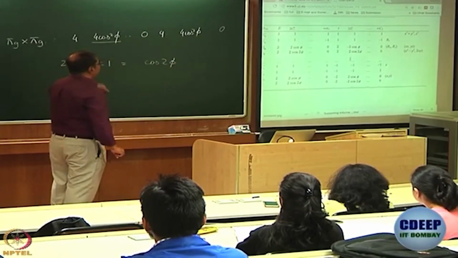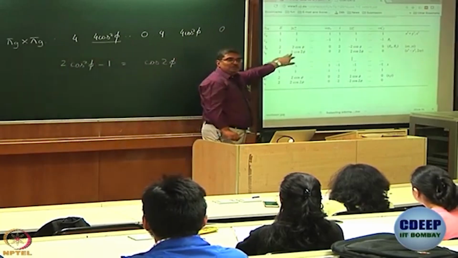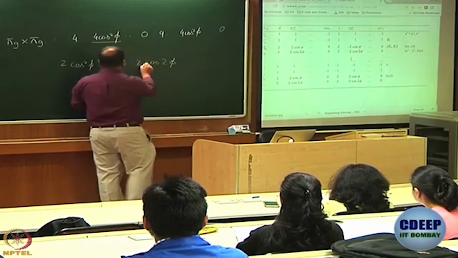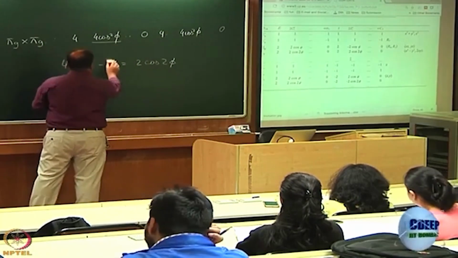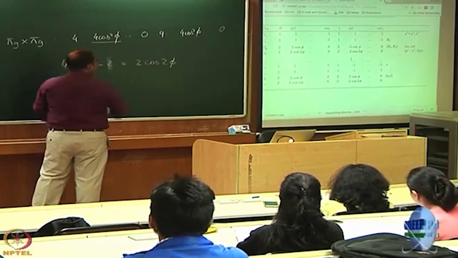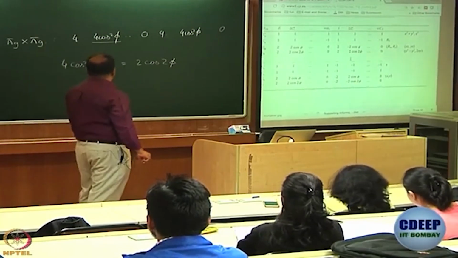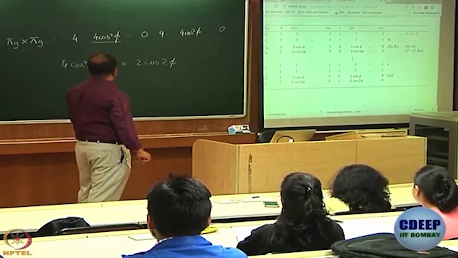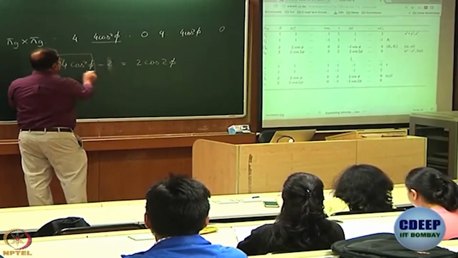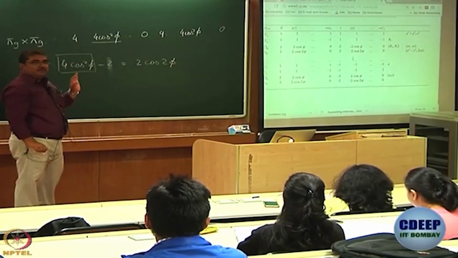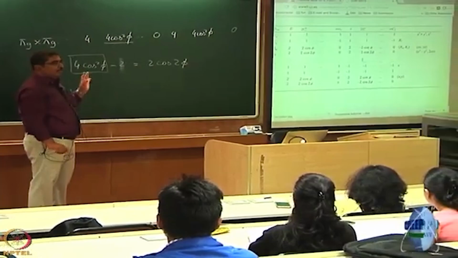So, what do I have here? I do not have cos of 2 phi, I have cos 2 phi multiplied by 2. How do I get that? Multiplied by 2, this becomes 4 cos square phi and this becomes minus 2. Yeah. So, 4 cos square phi is something I already have. How do I get minus 2? Am I making sense?